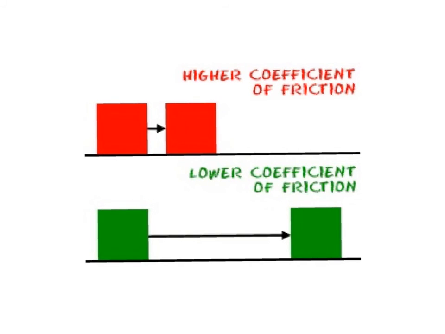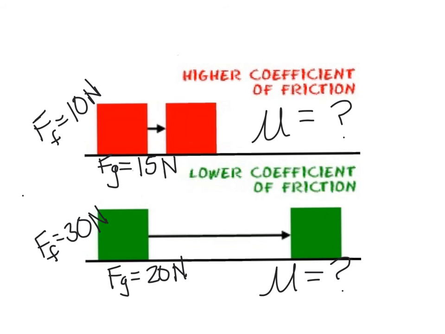So let's go back to this example, and I'd like you to figure out the coefficient of friction for the red box and the green box. Here's the information that you need to know for each box. For the red box, the force of gravity is 15 newtons, and the frictional force is 10 newtons. What is the mu, or coefficient of friction, for the red box? For the green box, the force of gravity is 20 newtons, and the force of friction is 30 newtons. Again, what is the mu, or the coefficient of friction, for the green box?